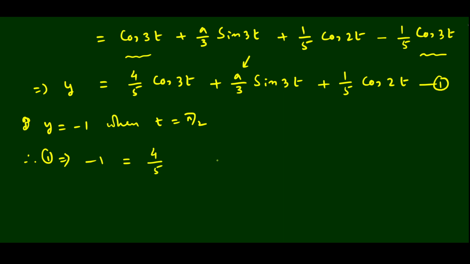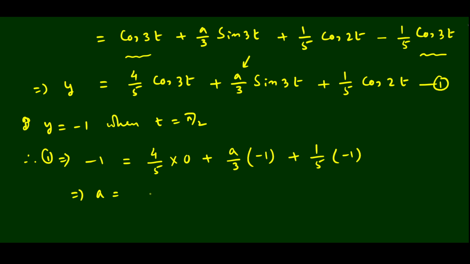So what is cos 3 pi by 2? Cos 3 pi by 2 is 0. So the first term is 0. Then a by 3. Now sine 3 pi by 2 is in the third quadrant, so it's minus 1. Then 1 by 5. If we put pi by 2 here, cos 2 into pi by 2, the 2 cancels, we will get cos pi. The value of cos pi is how much? Minus 1. Now if you simplify it, you will get the value of a.